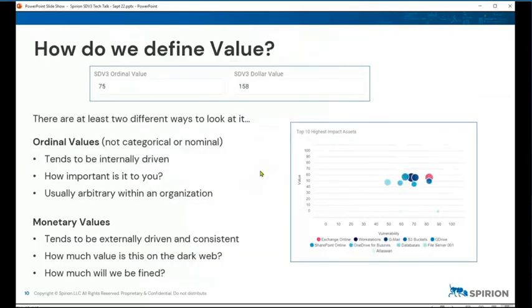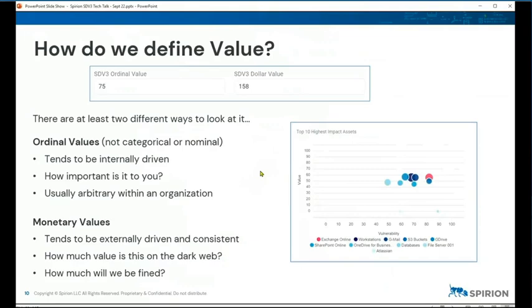So the first question is, how do we define value? And there's at least 2 different ways to look at it. You have the ordinal value and the monetary value. So we looked at this, ordinal values. I can tell 2 is greater than 1, but I don't really know how much more value-wise it is worth. So it's not a categorical or really a nominal value either. They tend to be internally driven. And you ask questions, how important is it to the organization? So it tends to be a bit arbitrary. And you're looking over on the right-hand side at what the current scatter plot is of my samples that I've been working with here. So you can understand where on a given y-axis that sits.